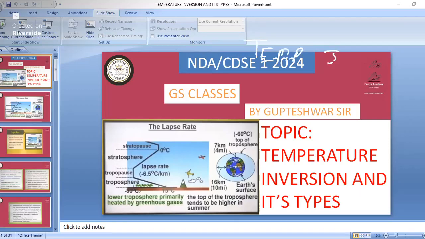Today we will study about the temperature inversion. While studying the atmosphere, you would have studied the normal lapse rate. There we have studied that as you go up in height, temperature decreases. So that is the lapse rate. We can understand how that lapse rate takes place through the diagram also.